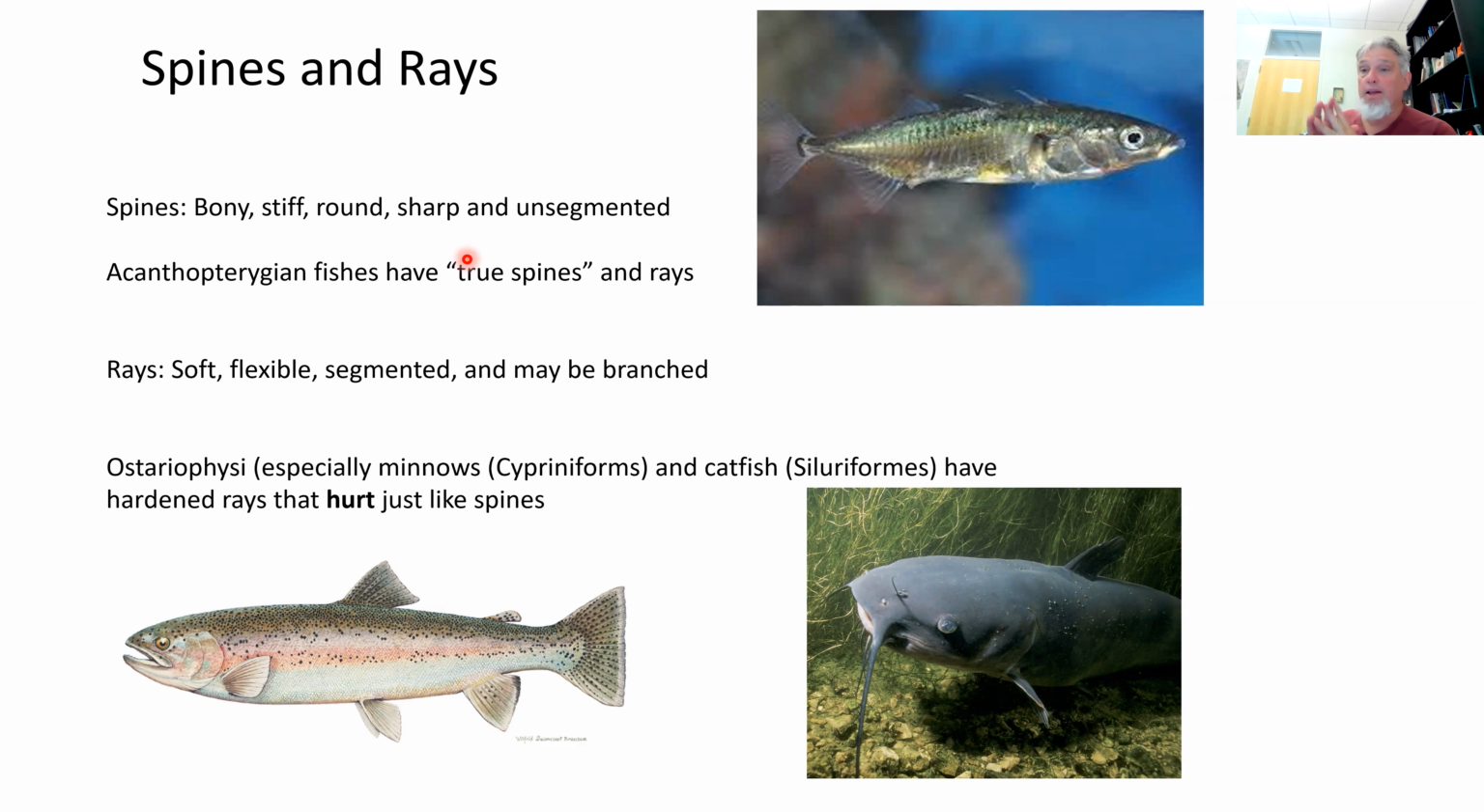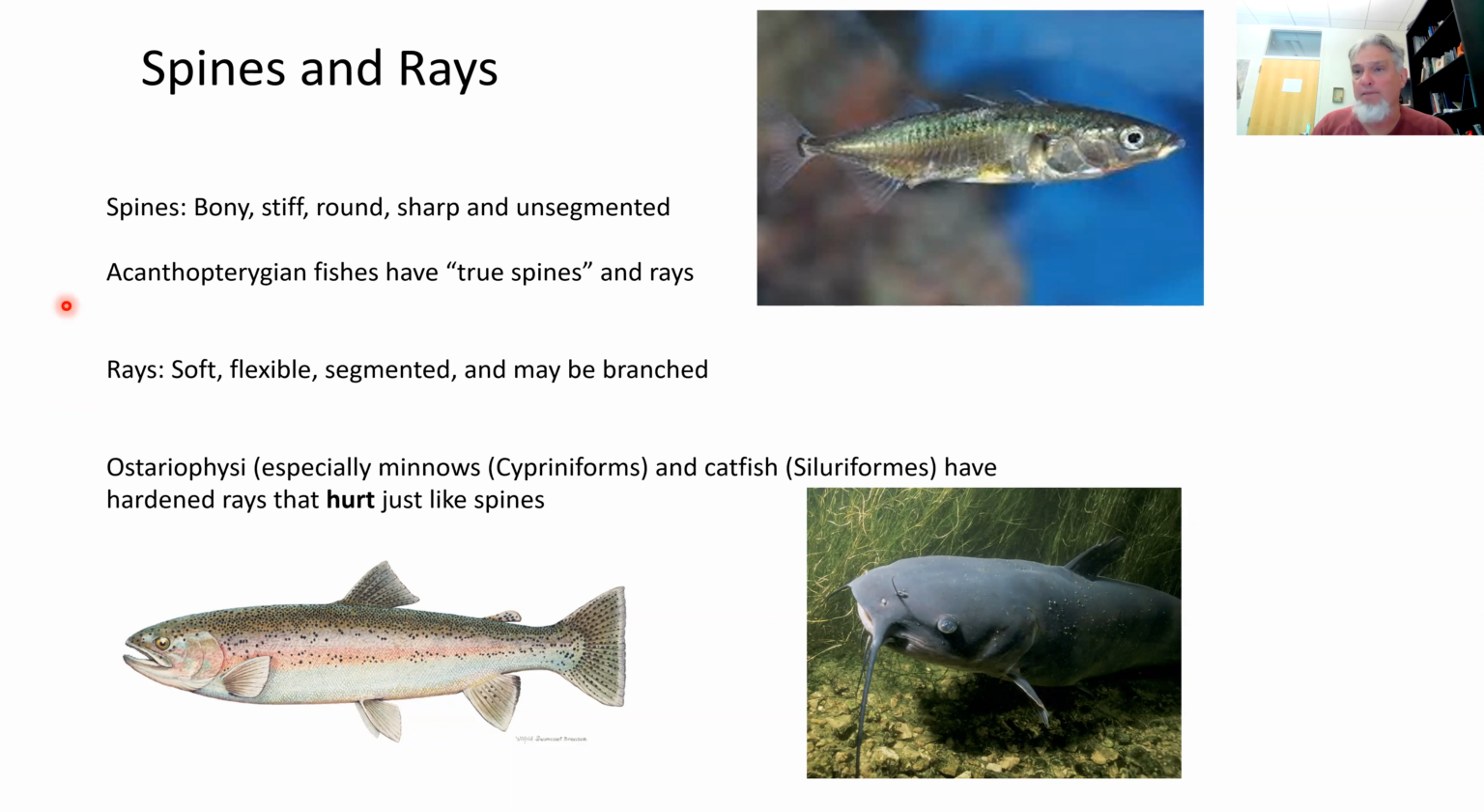Spines and rays. Fishes have rays that create durability and rigidity in the fins. They provide structure that allows them to be more effective. Rays tend to be soft and flexible. They're segmented and they're often branched. Spines are really bony and stiff and sharp, and they're unsegmented.